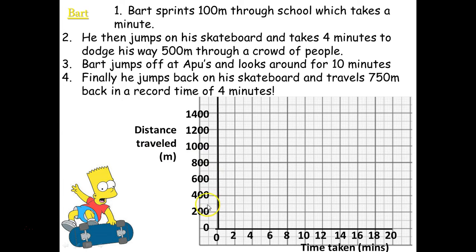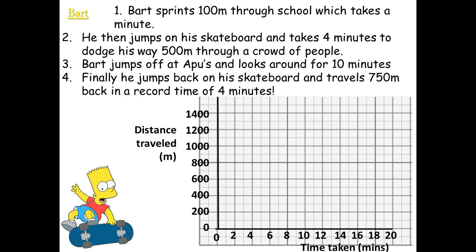So 200, 400, 600, 800. We always have 200 meters in between each point. This is important. We can't have varying ones of 200, 500, 900. That is not allowed. It is illegal in graphing. Same with the time. You can't just put the time you want. You have to put them in order.